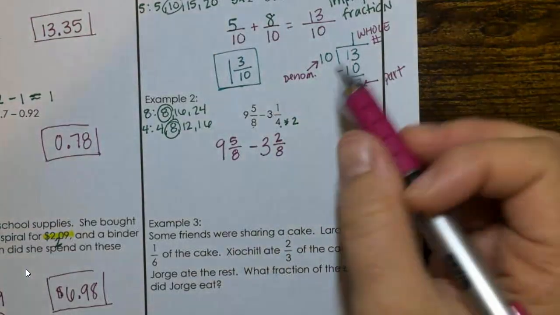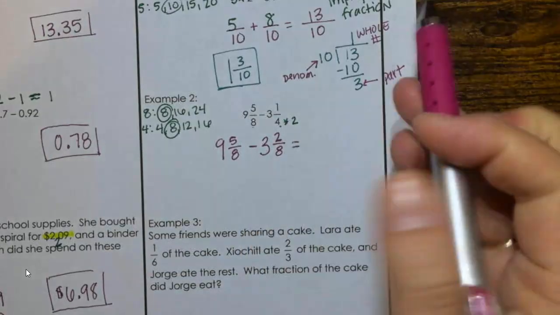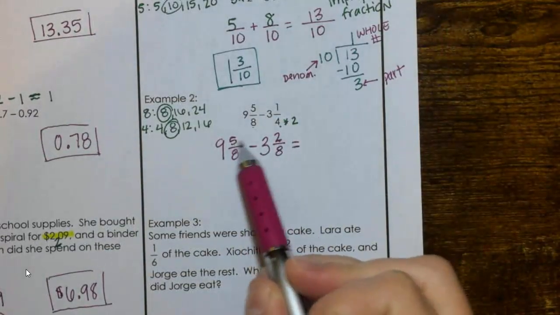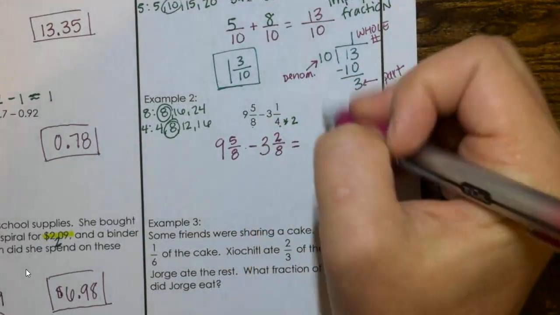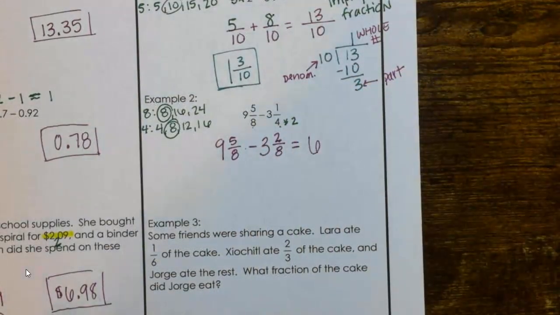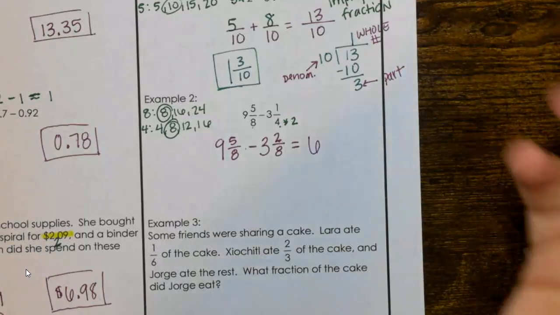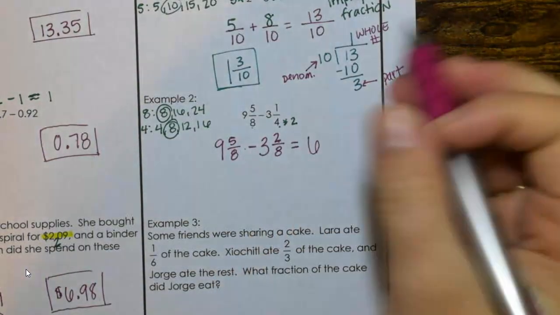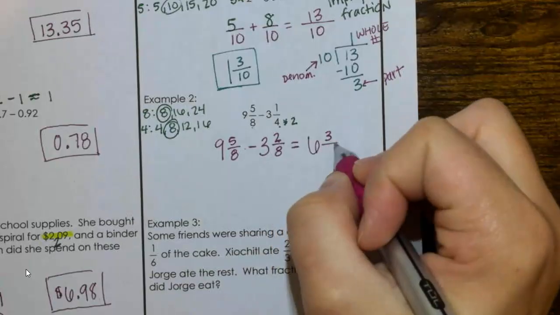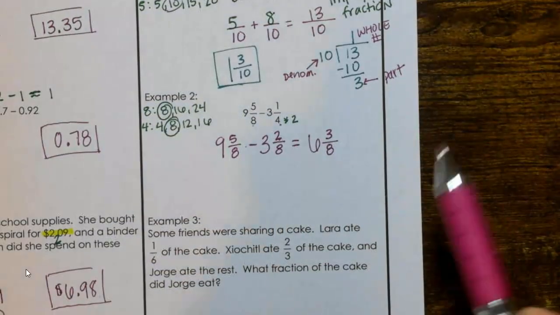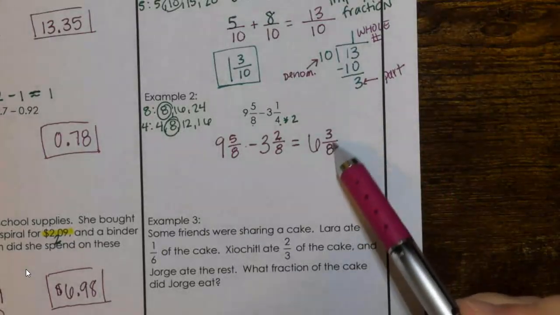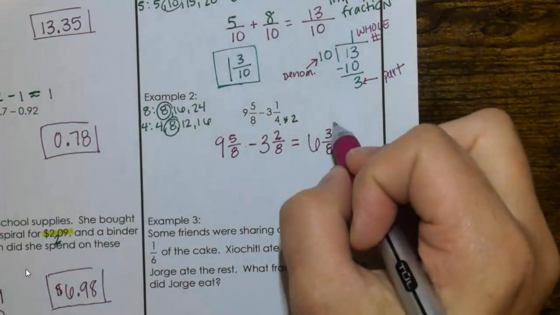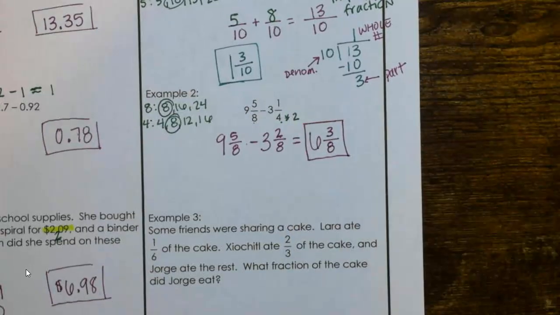Okay? So, since I can subtract 5 minus 2, my numerators, then we can do the math right here. So 9 minus 3 is 6. So I have 6 whole pieces. And then 5 minus 2 is 3. And because I'm adding and subtracting, my denominator stays the same. Can 3 and 8 be simplified? No, so this would be my final answer. 6 3/8.